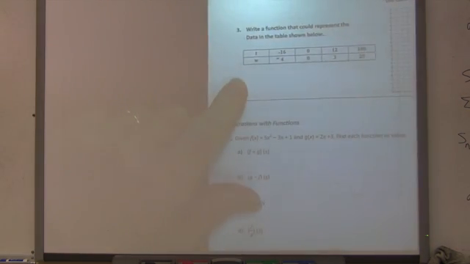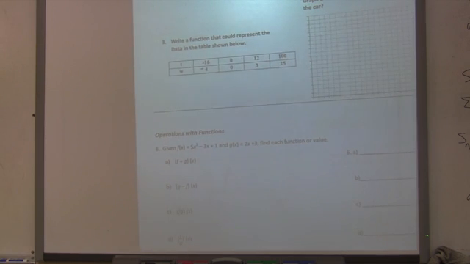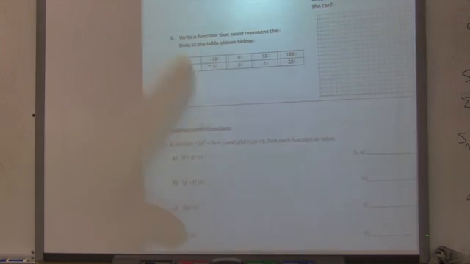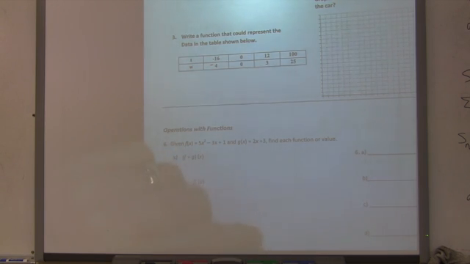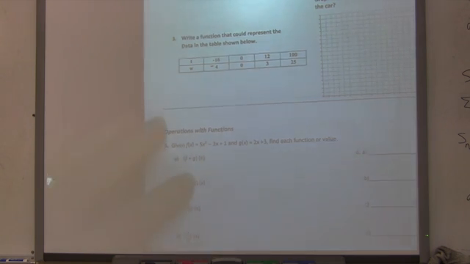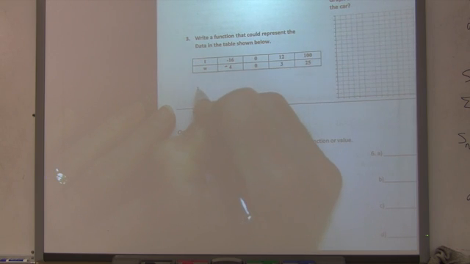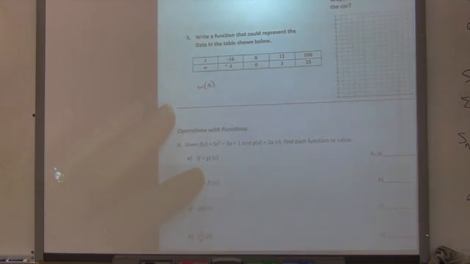So number three, now remember on your papers you were supposed to put a negative sign in here, and it says write a function that can represent the data in the table shown. So what we're just trying to do is come up with a rule like our f of x, but since we did t and w, you might, just so you don't have to explain it, do w of t. And then you just have to find out what's happening every time.